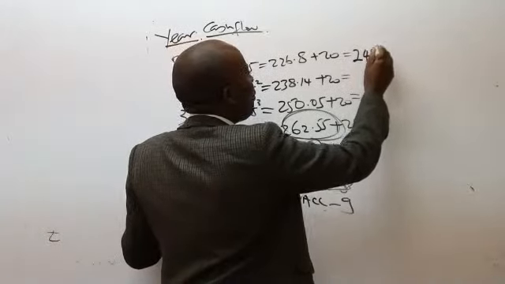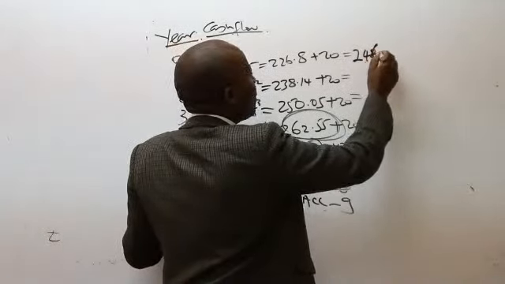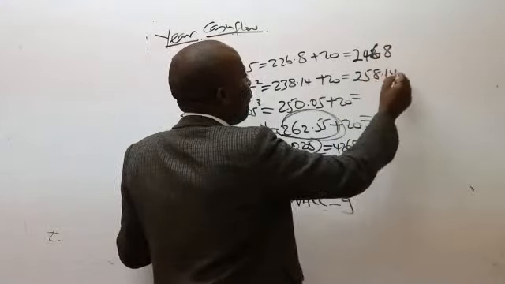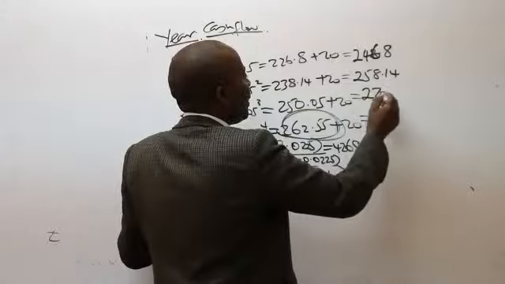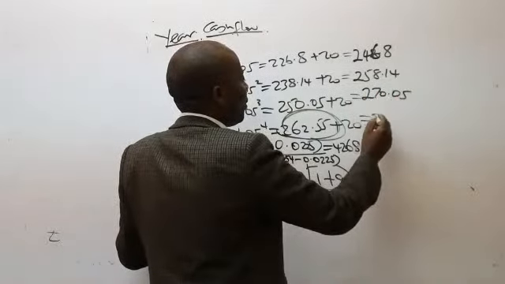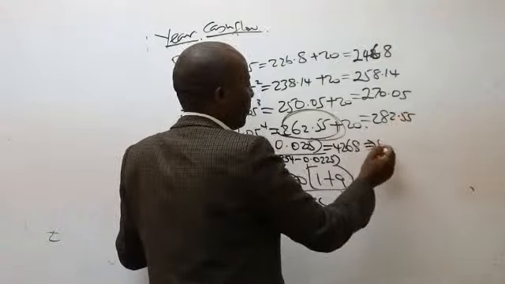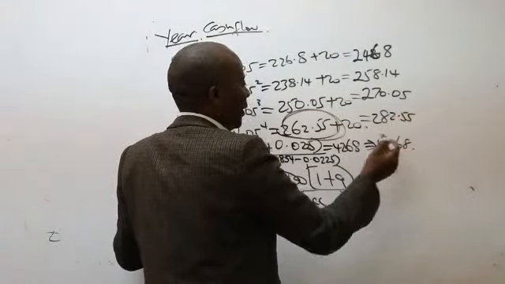246.8. The second one will be 258.14. 270.05. 282.55. This one, of course, will remain the same. 42.68, like that.